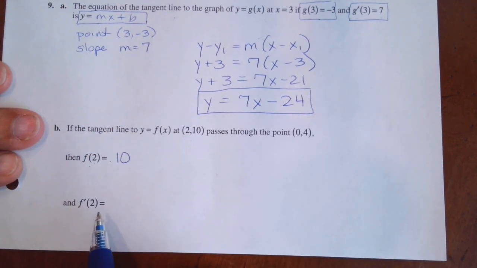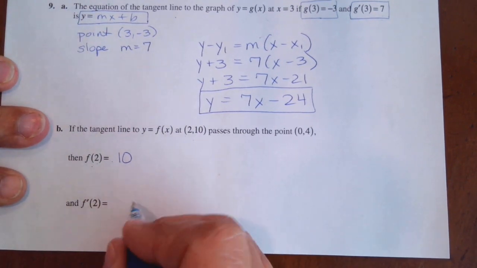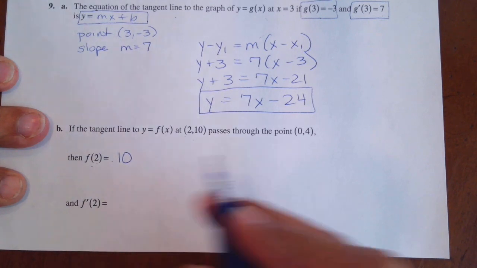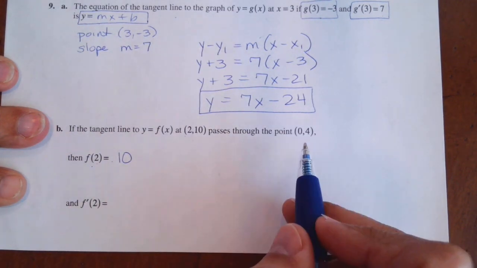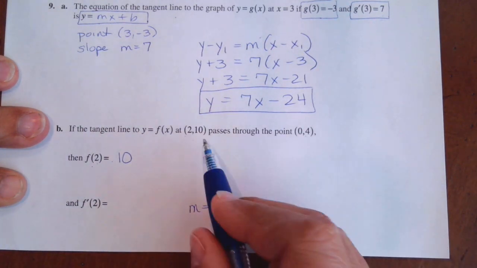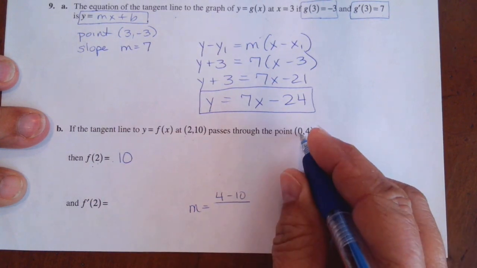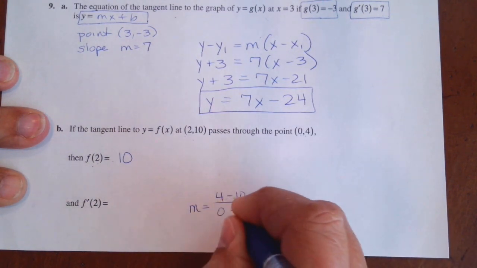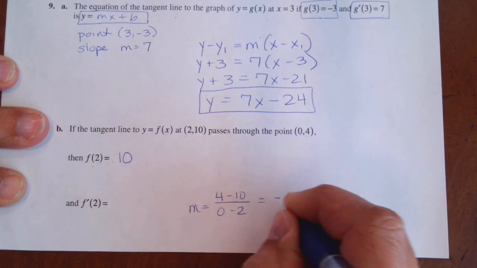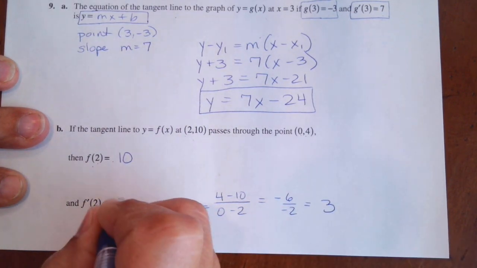What is the derivative at 2? Okay, how do you find the derivative? That means you need to find the slope, right? And they gave you 2 points. So if they give you 2 points, we can find the slope. y2 minus y1, so 4 minus 10 over x2 minus x1, 0 minus 2. So we got negative 6 over negative 2, which is 3. So that would be the derivative.